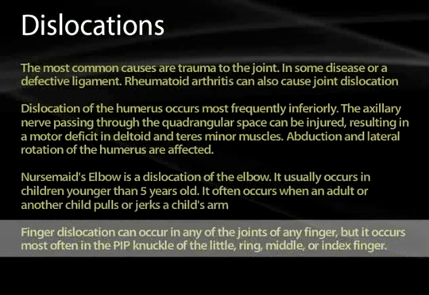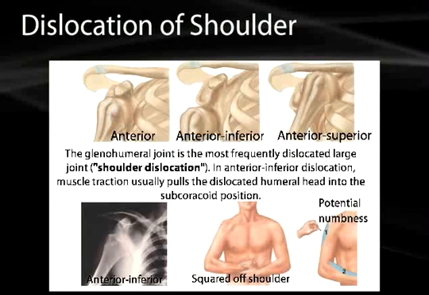The fingers are often dislocated and can occur in any of the joints, but most commonly it's the PIP joint of either the little, the ring, the middle, or the index finger. Here we can see some of the shoulder dislocation positions. You can see that the glenohumeral joint is one of the large dislocated joints, and it's often the anterior inferior dislocation that it most commonly happens, typically from traction or from an abducting movement, which puts the inferior head in a dislocating position.